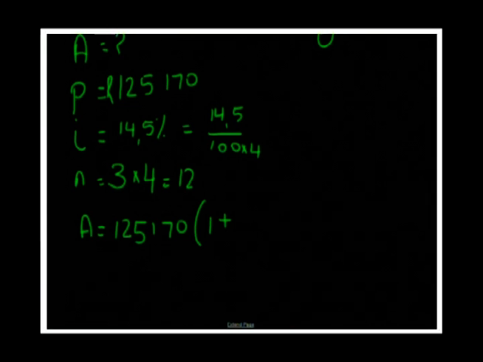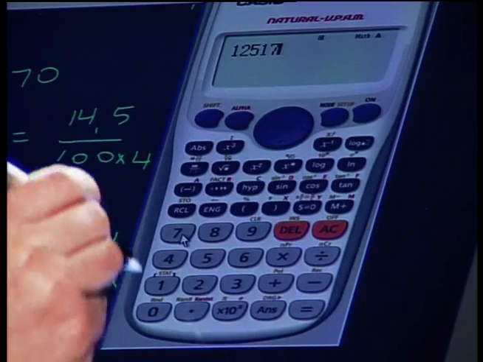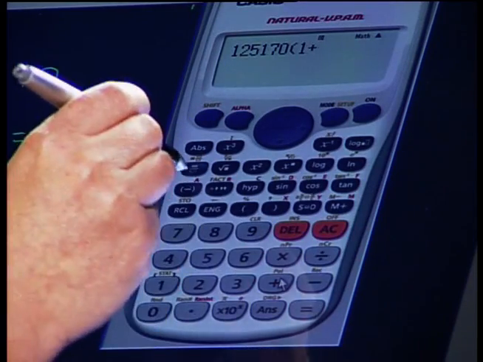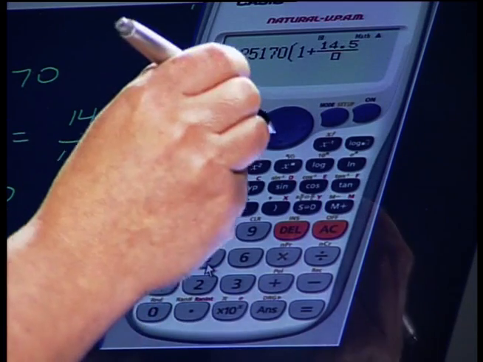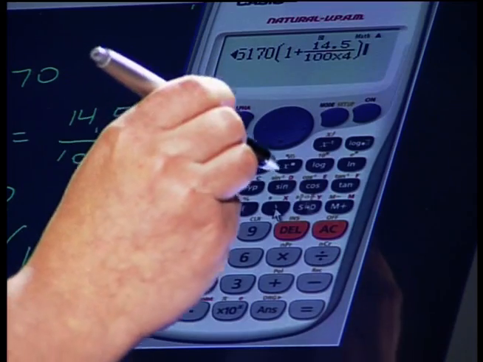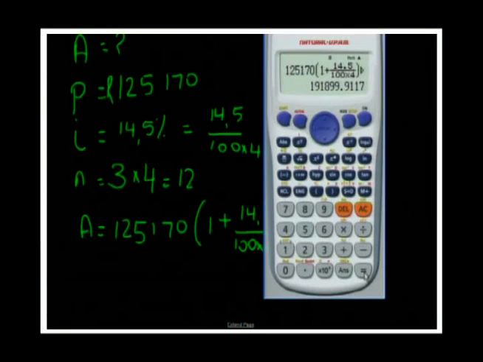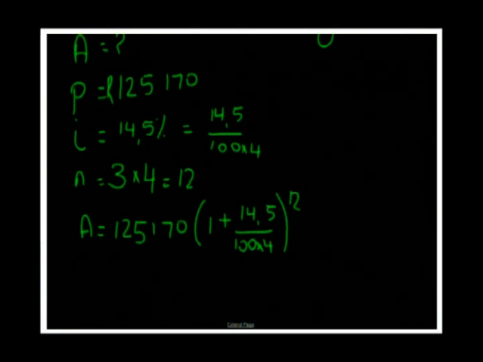125,170, open brackets, 1 plus 14.5 over 100 times 4, to the power of 12. Let's use our calculator. So it was 125,170, open brackets, 1 plus my fraction, 14.5 over 100 times 4. Close the bracket to the power of 12. And I get an answer of 191,899. So we can write that in. So this is what he's going to owe at the end of the 3 years.